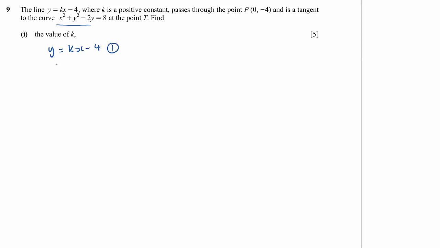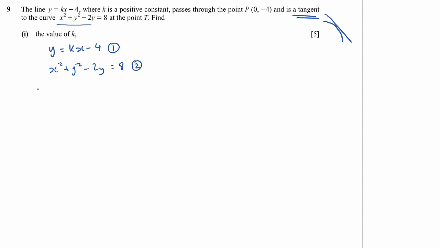Let's call that equation 1. And x squared plus y squared minus 2y equals 8. Let's call that equation 2. And clearly when we substitute this in, we're going to get a quadratic equation. And the point is that if it's going to be a tangent, that means that the line just touches the curve. That quadratic equation should only have one solution, and that's how we're going to find the value of k.